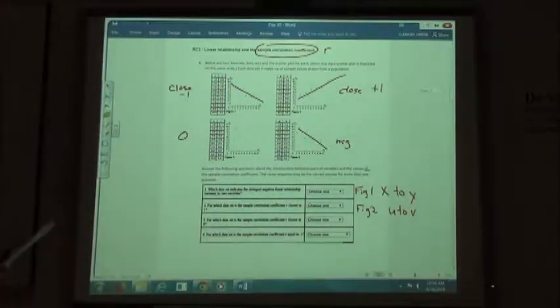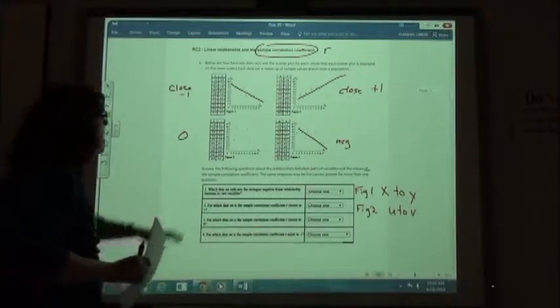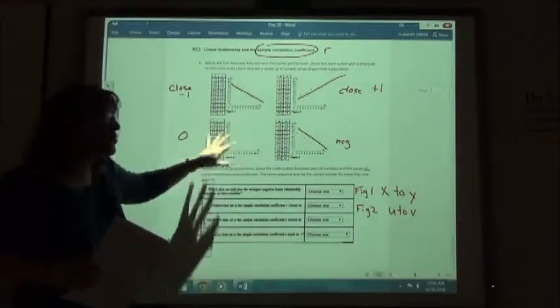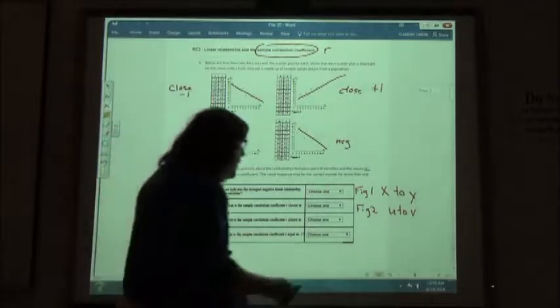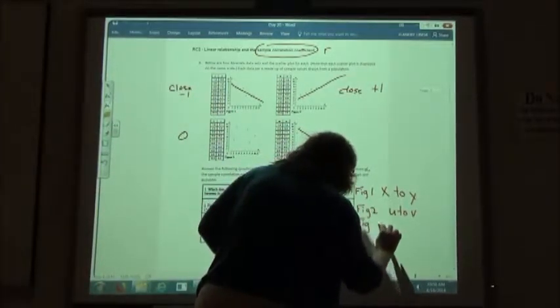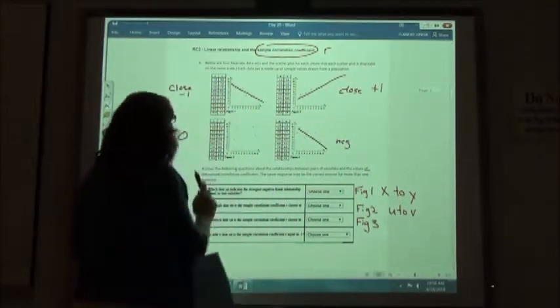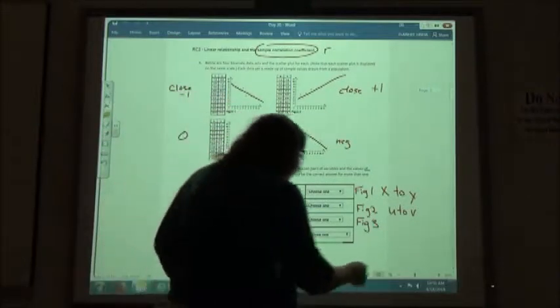Number 3, for which data set is the sample correlation coefficient R closest to 0? Closest to 0 is the one where my points are scattered out all over the place. Happens to be figure 3. They're putting these all right in a row. My variables on that one is the W to T.